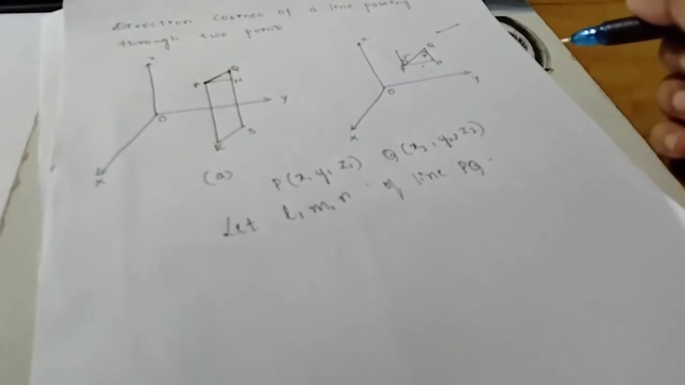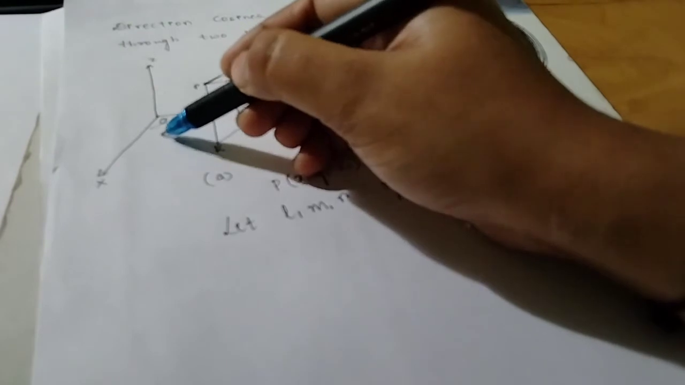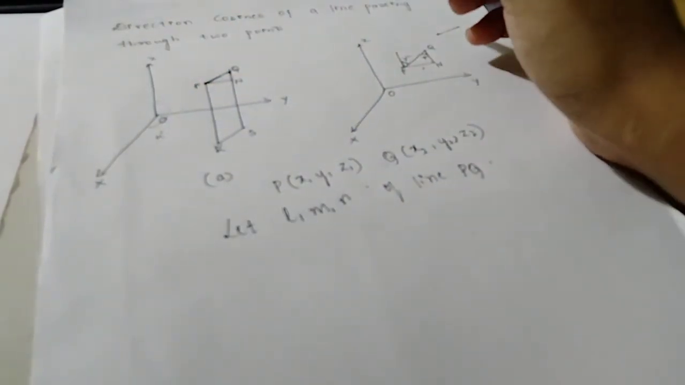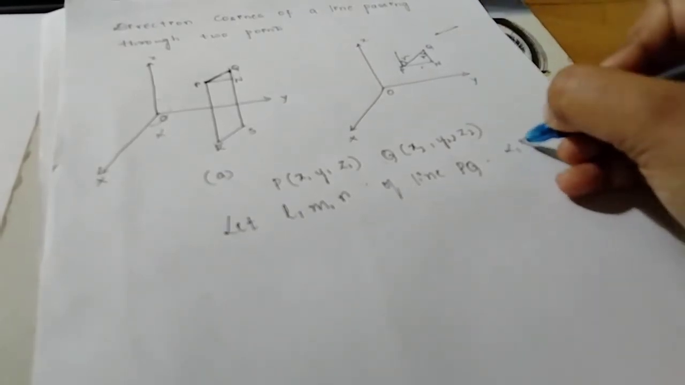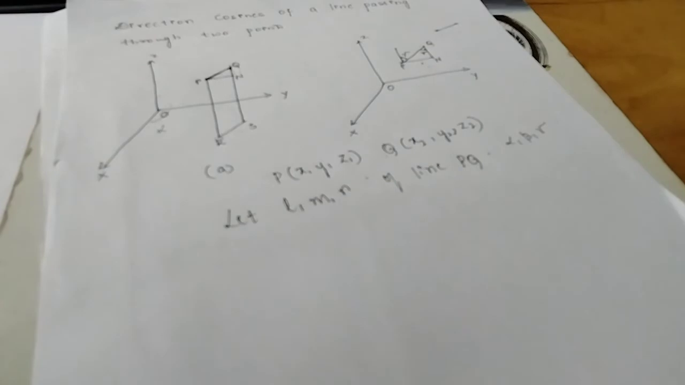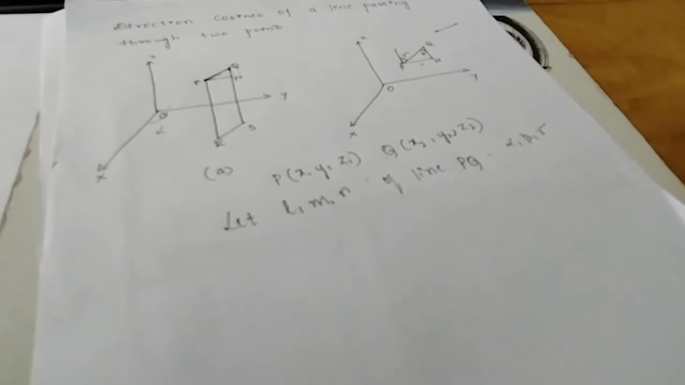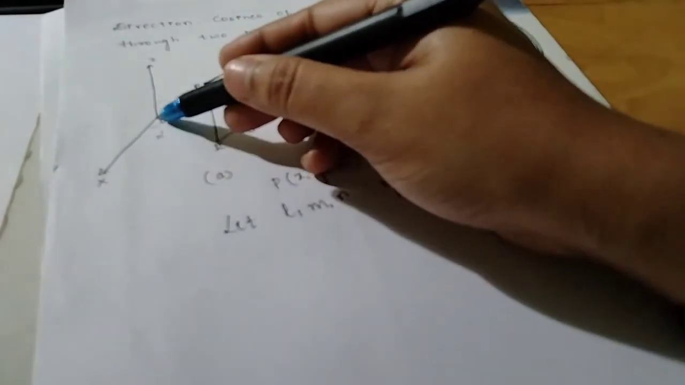With respect to the x-axis it is alpha, with respect to the y-axis it is beta, and with respect to the z-axis it is gamma. You have to write that: alpha, beta, gamma are the angles with respect to the x, y and z axes. Next, I have to draw the perpendiculars from P and Q to the xy plane.